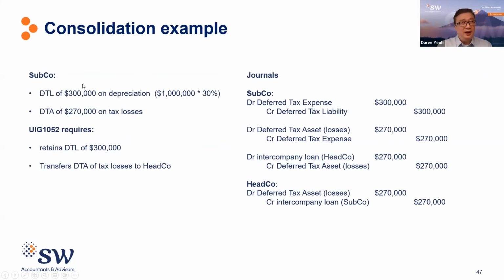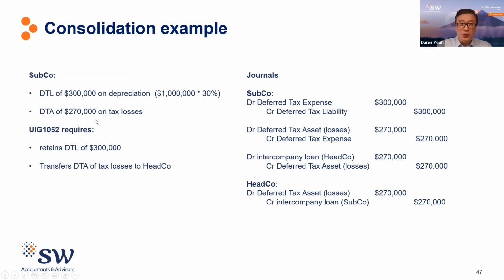So the journal entries that the subco will need to post is to recognize the deferred tax liability on the plant and equipment. So the DTL is 300,000, being 30% of the 1 million difference between accounting and tax depreciation. So the entry is to credit deferred tax liability and debit deferred tax expense of 300,000.